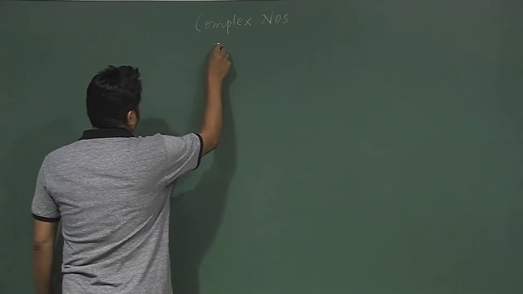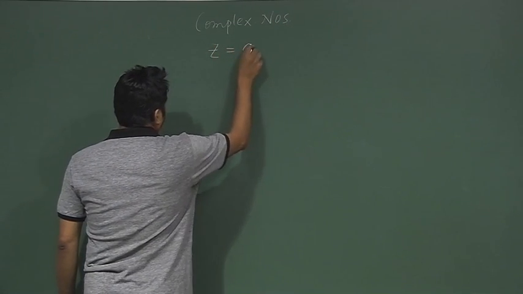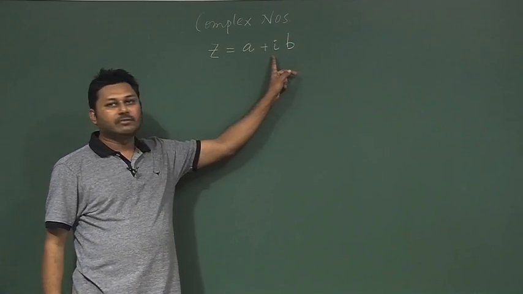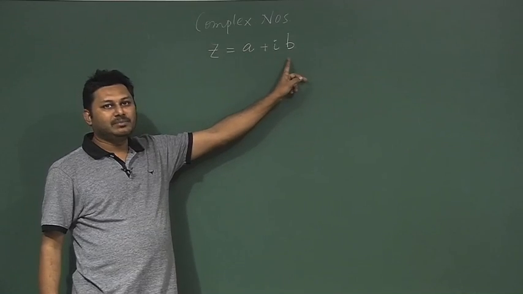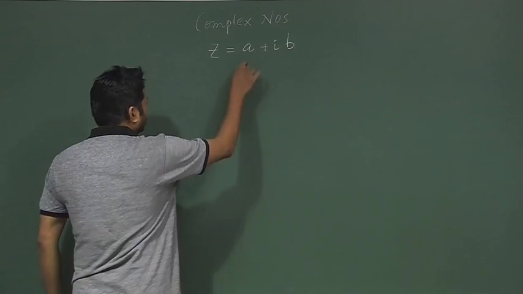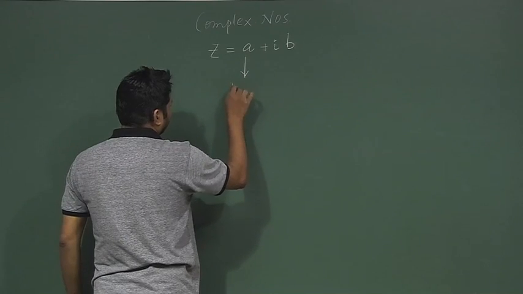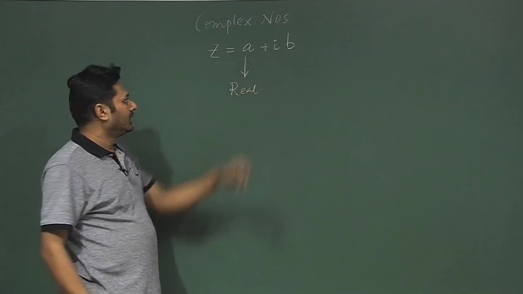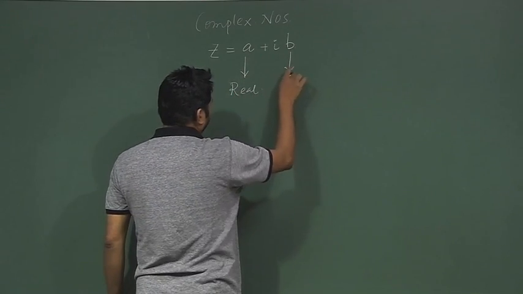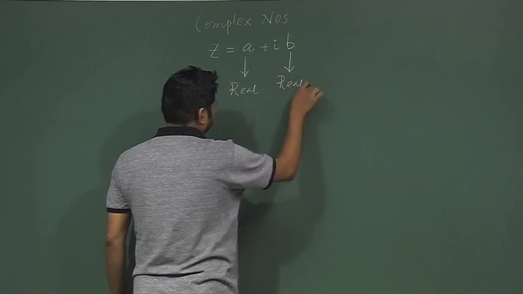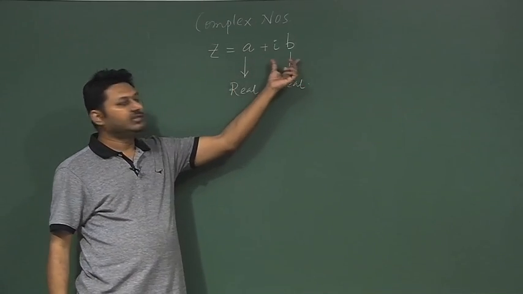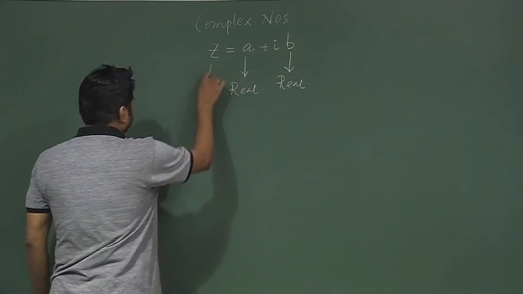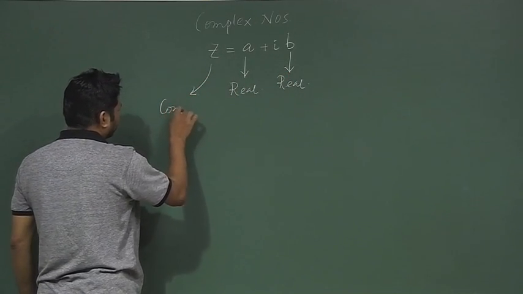Normally we denote this as z. z is equal to a plus ib. This I have already defined. What about a and b, and how are these constructed? a is a real number, a has to be a real number, and b is also a real number, but the combination of these two with a multiplication of i makes z a complex number. z is a complex number.